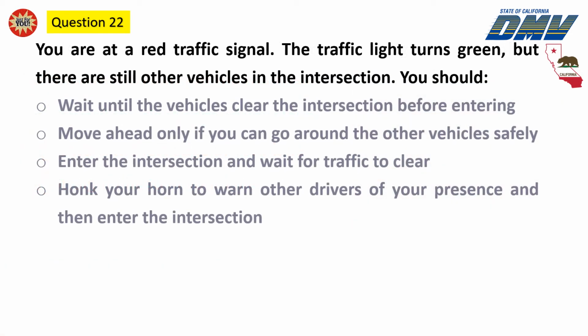Question 22. You are at a red traffic signal. The traffic light turns green, but there are still other vehicles in the intersection. You should wait until the vehicles clear the intersection before entering. Move ahead only if you can go around the other vehicles safely. Enter the intersection and wait for traffic to clear. Honk your horn to warn other drivers of your presence and then enter the intersection.